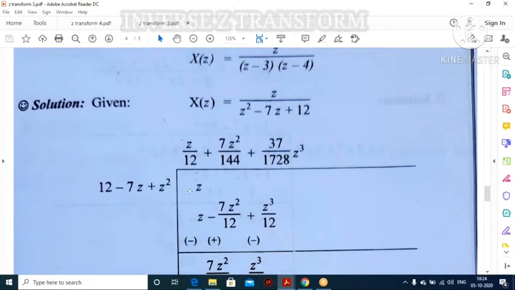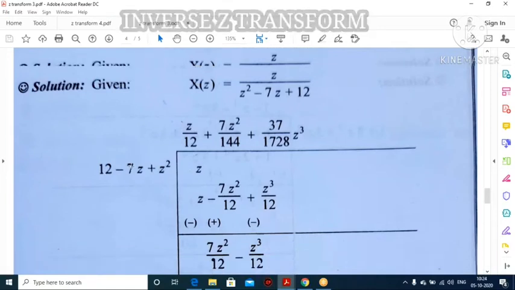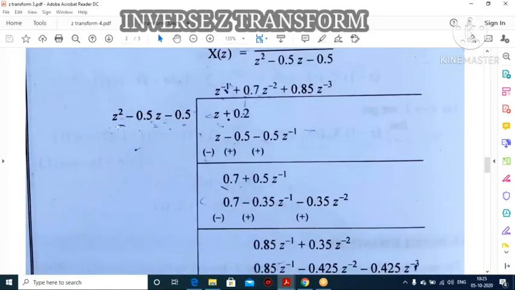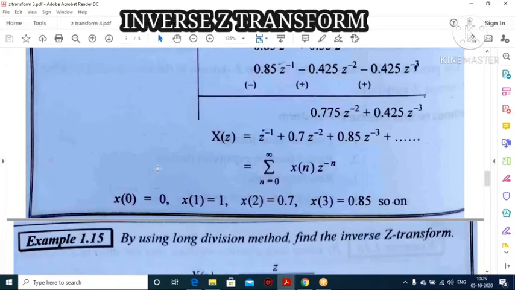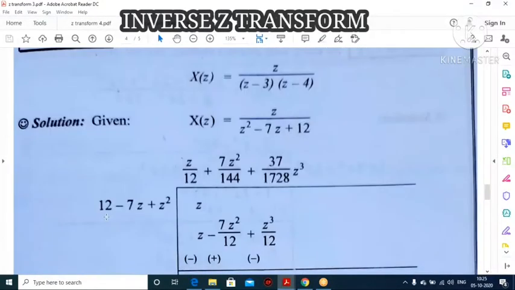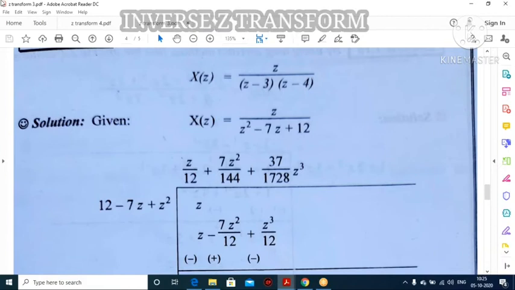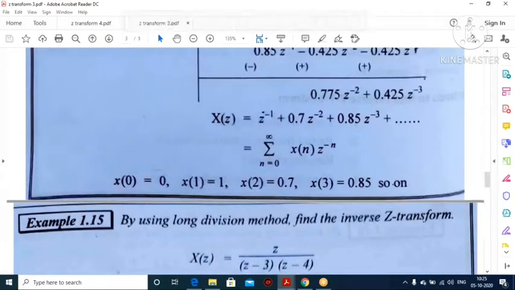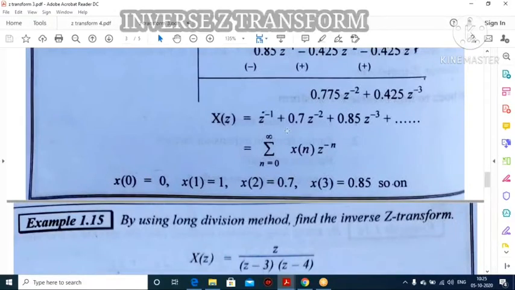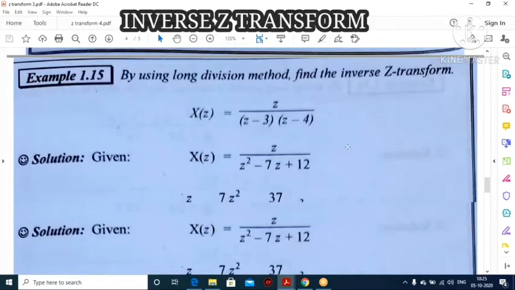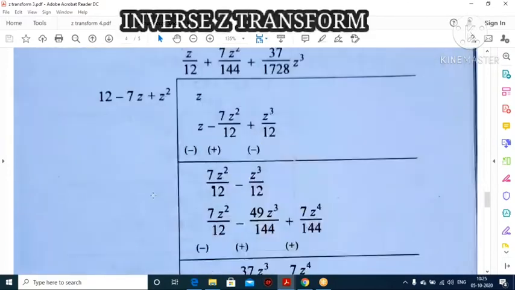In the previous one I took it as z square, so the division starts from the higher order factor. But in this problem, you start from the last term, the constant term: 12 minus 7z plus z square. It means ascending order. What is the difference here? In the previous problem, the X of z final result had negative powers of z: z inverse plus 0.7 z power minus 2 plus 0.85 z power minus 3. Here in this one, the result will have positive powers.